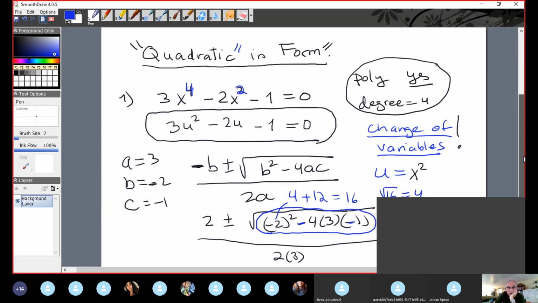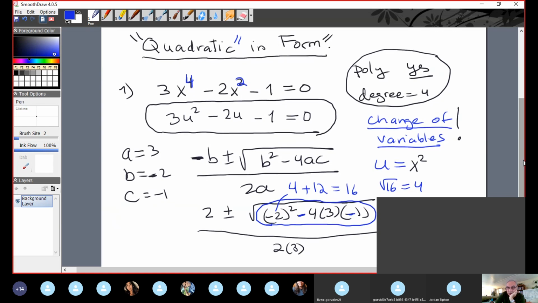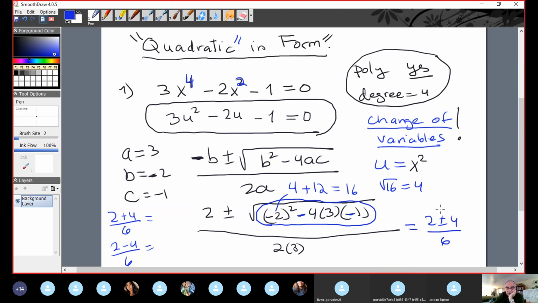Good. Okay. Now, as always, I separate 2 plus 4 divided by 6 and 2 minus 4 divided by 6. So I separate the double sign, plus and minus, like a positive and negative separately. 2 plus 4 is 6, and 6 divided by 6 is 1. Wow, this is my first solution. And this is 2 minus 4, which is negative 2, divided by 6 is negative 1/3.